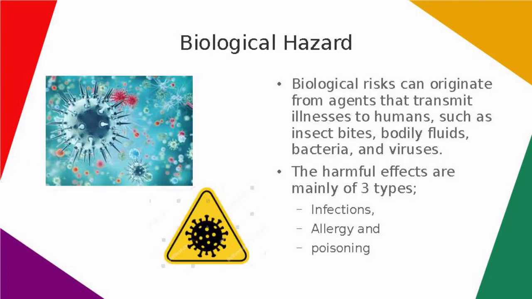Biological hazard. Biological risks can originate from agents that transmit illnesses to humans, such as insect bites, bodily fluids, bacteria, and viruses. The harmful effects are mainly of three types: infections, allergy and poisoning.